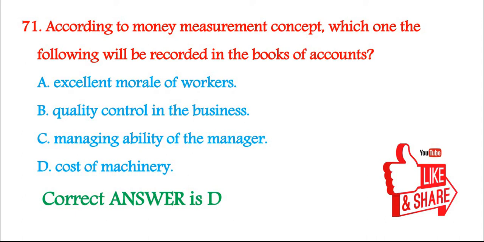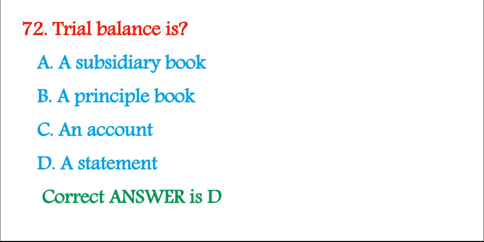71. According to money measurement concept, which one of the following will be recorded in the books of accounts? A. Excellent morale of workers, B. Quality control in the business, C. Managing ability of the manager, D. Cost of machinery. Correct answer is D. 72. Trial balance is: A. A subsidiary book, B. A principal book, C. An account, D. A statement. Correct answer is D.